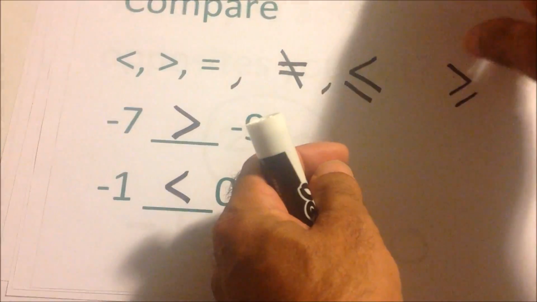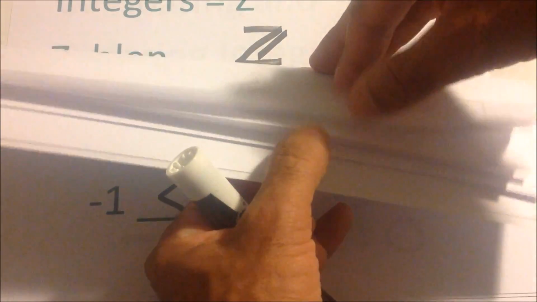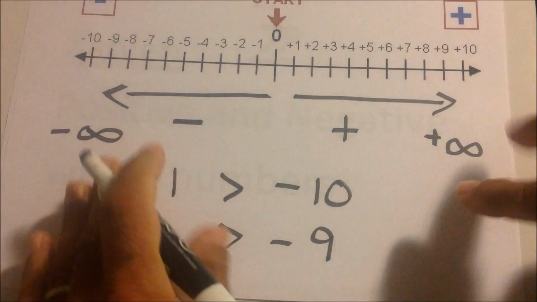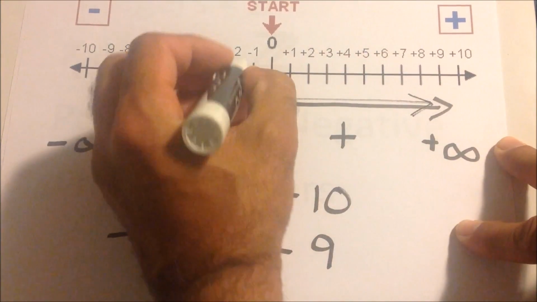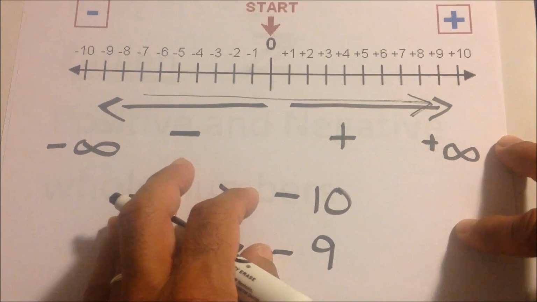Let's go back to the chart we had in the beginning. You can find it way down here. If you see this right here, as the numbers go to the right, they get bigger. So here's negative 1, but there's 0, so we know 0 is bigger. Okay.